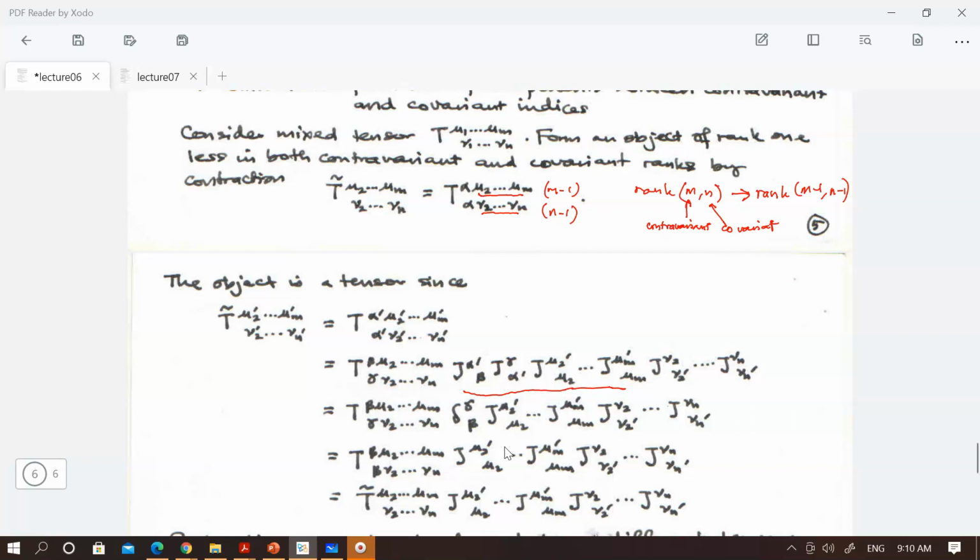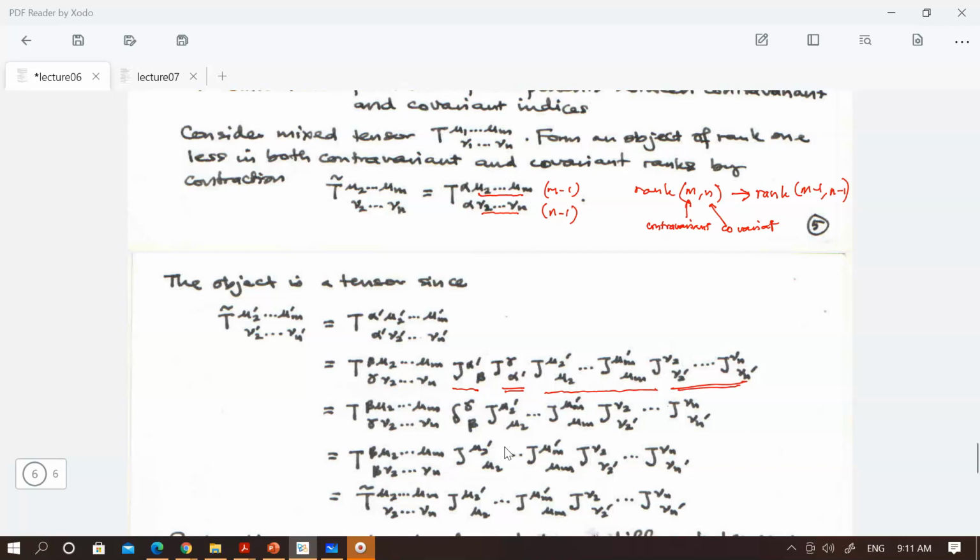Oh, sorry. Okay, maybe I should not underline that. These are the Jacobian, the dash on top, and these are the Jacobian. And then these are the inverse Jacobian.